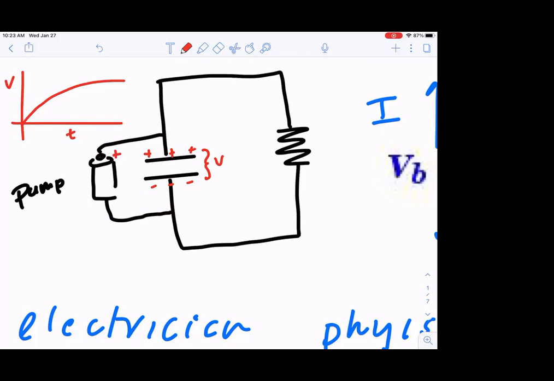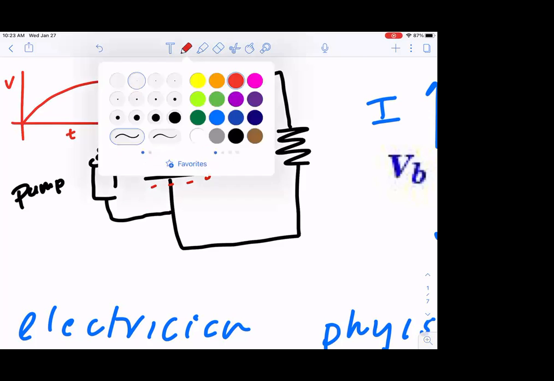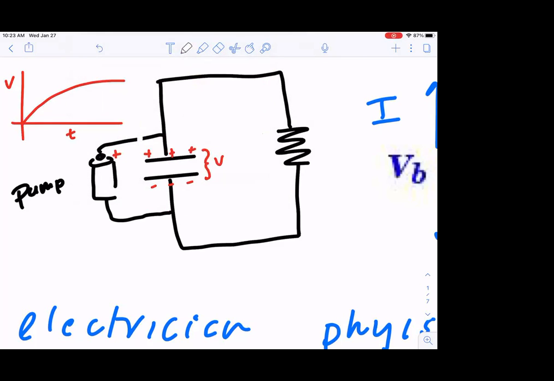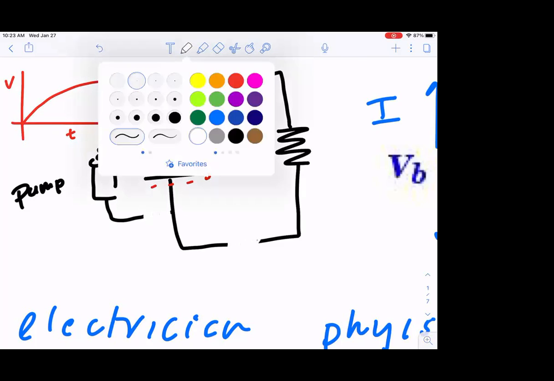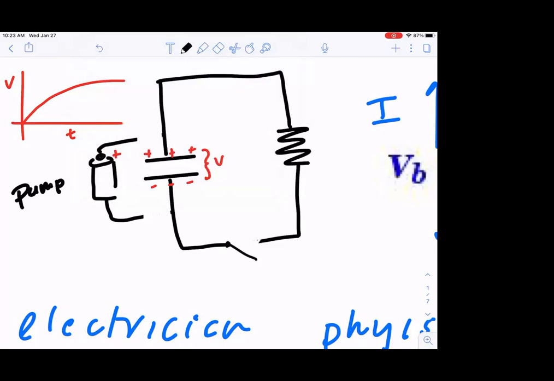Okay, now let's say though for a moment that I disconnect the battery. So now I just have this charged up capacitor, and actually while I was doing this I should have had an open switch here. Okay, and now let's say that I close the switch. Boop. When I close the switch, what's going to happen?